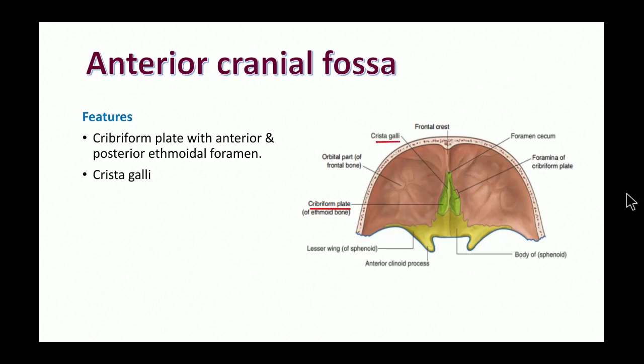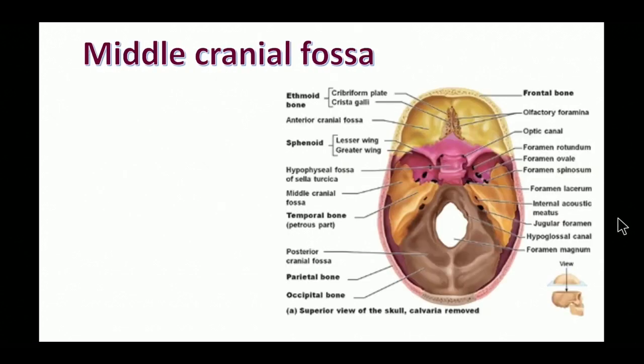Then, of course, the posterior free border I told you about, which is ridge-like, is the posterior border of the lesser wing of sphenoid. Its medial end shows a projection called the anterior clinoid process. This anterior clinoid process gives attachment to the free border of tentorium cerebelli. Between the free borders, you see a U-shaped notch called the tentorial notch. Tentorium cerebelli is a dural fold. The tentorial notch transmits the brainstem, especially the midbrain.